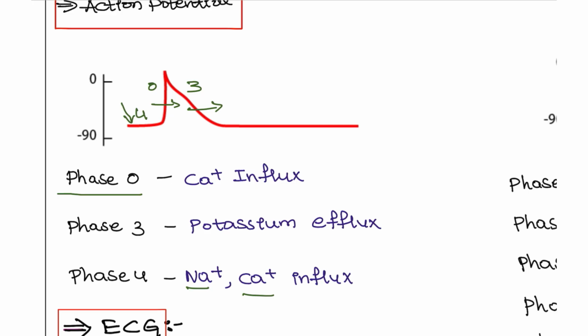So phase 0, what you are seeing, guys, in phase 0 is calcium influx, which will cause the depolarization. And phase 3, potassium efflux, will completely bring it back to repolarization. Phase 4, sodium and calcium influx, which will be causing the action potential.